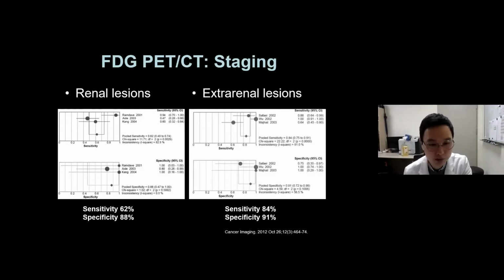However, because of this limited use, in our institute also, accounting for all the PET-CT cases, the RCC or renal cell tumor accounts for less than 1 to 2%. So there have been quite limited studies regarding the diagnostic performance of FDG PET, so it may be hard to conclude.